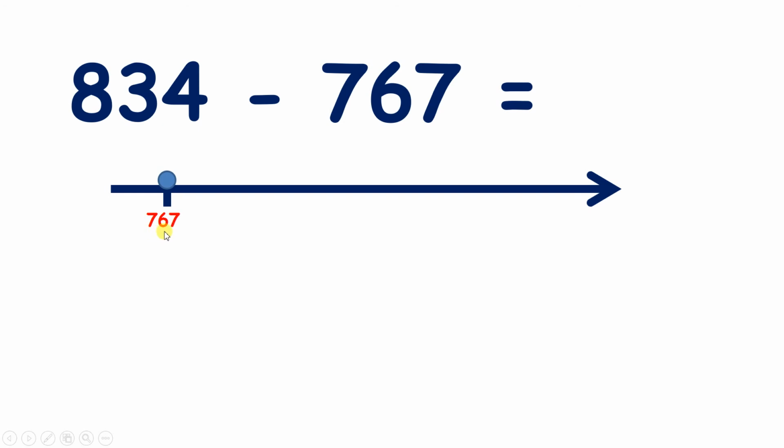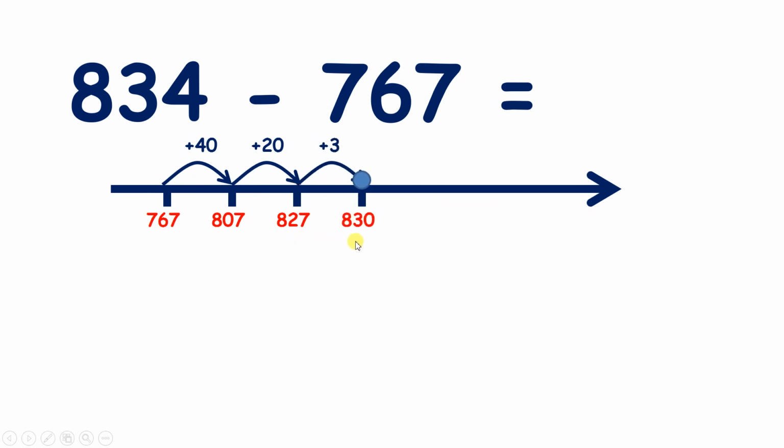If we add 40, that takes us to 807. And now another 20 takes us to 827. Now we can add units. So 3 more takes us to 830, and another 4 gives us 834.